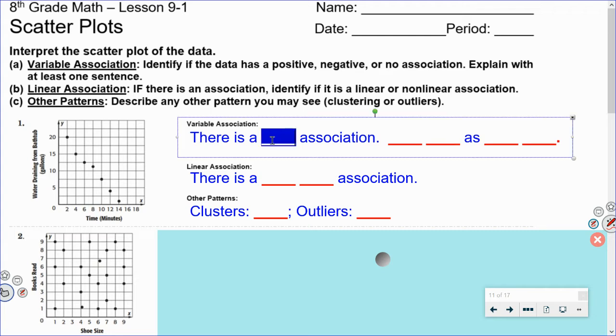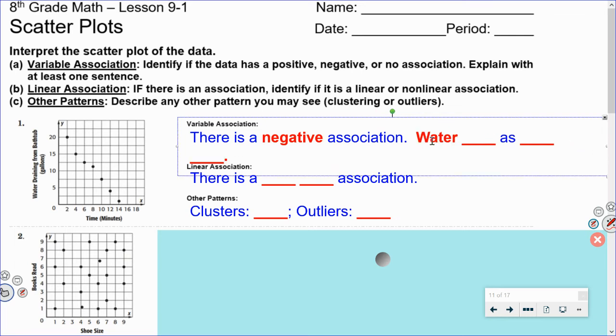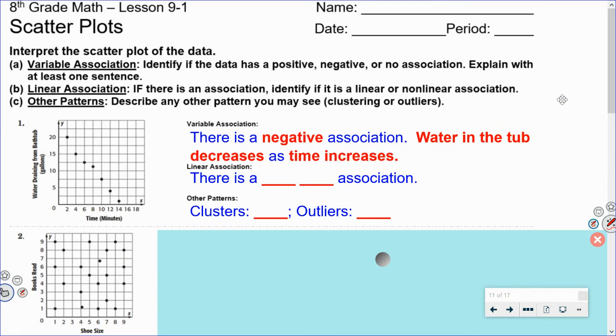Let's try that again so we keep the yellow or red. So I'm going to say there is a negative association between the water and the time. In fact, water in the tub blank as time blank. I'm going to often use words like increase, decrease, but you can make your own sentence. It appears that water in the tub decreases, goes down, drains out as the time passes by, or as I said, I'll use these words often. Negative association, water in the tub decreases as time increases.